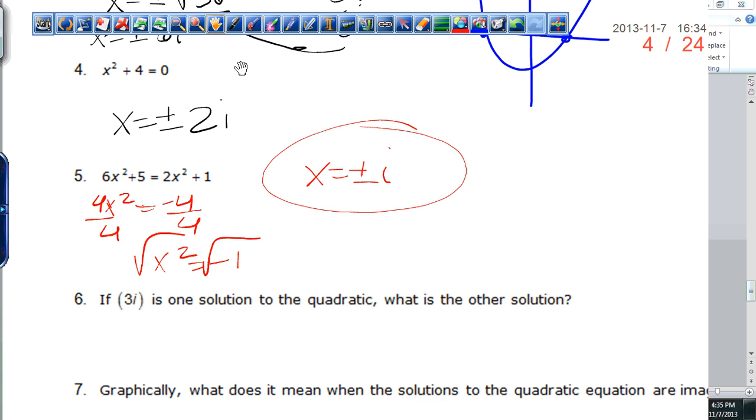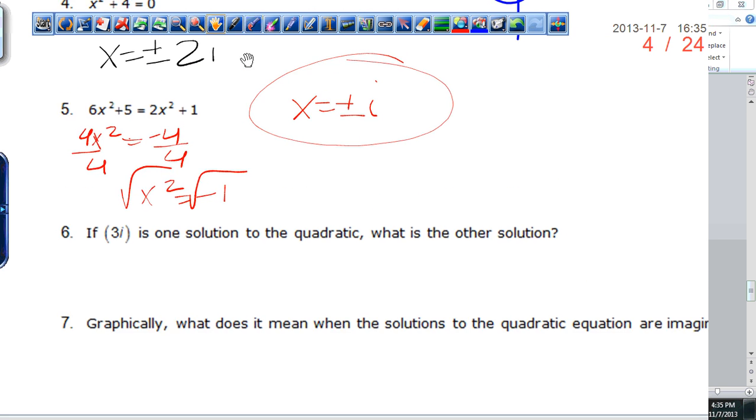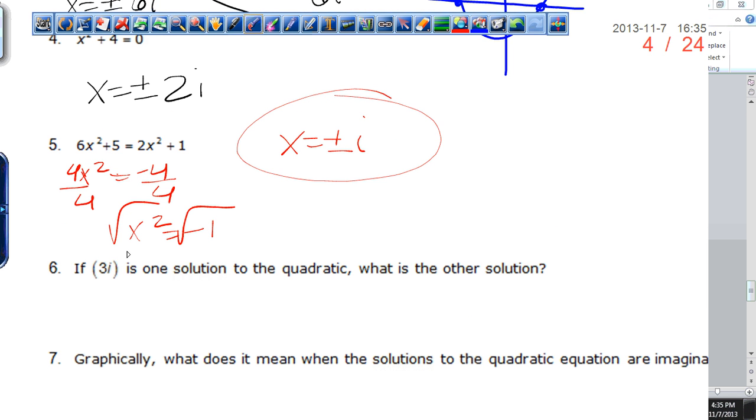Boom. Number 6, this may not be as obvious, but if our answers are plus or minus 2i, and plus or minus i, then for number 6, it's plus or minus 3i. So if one of them is 3i, the other one's going to be negative 3i.